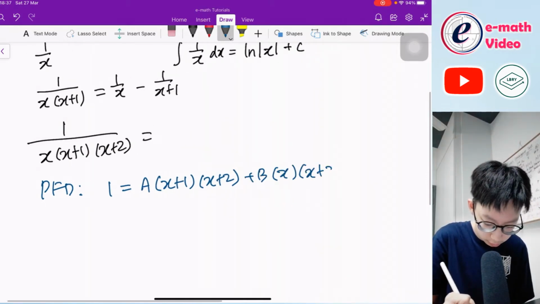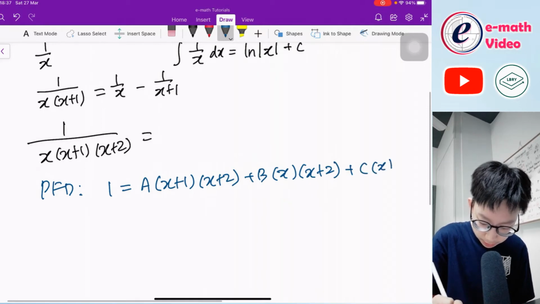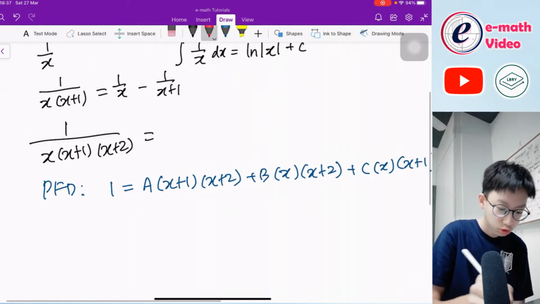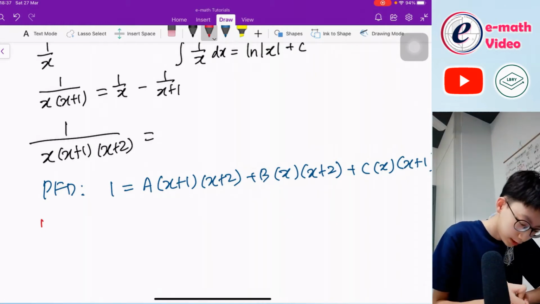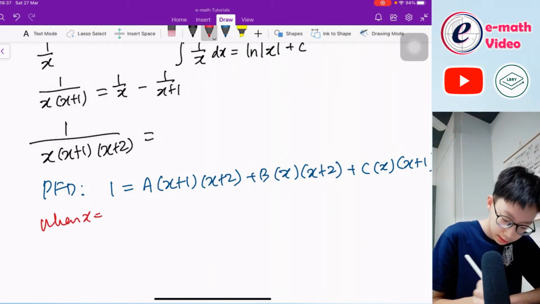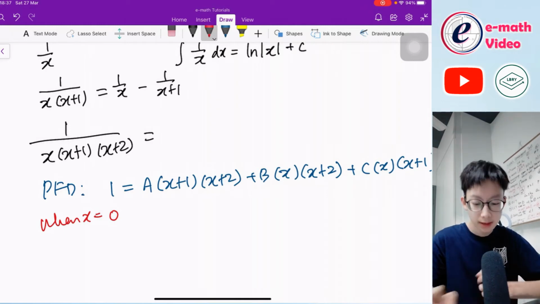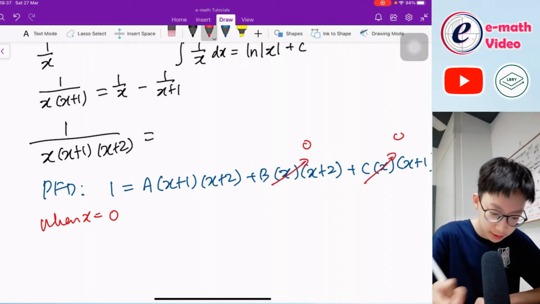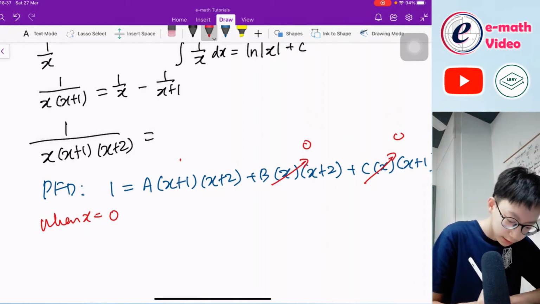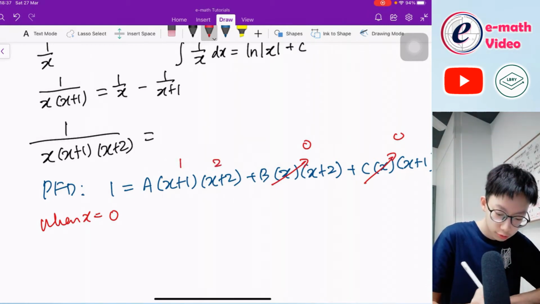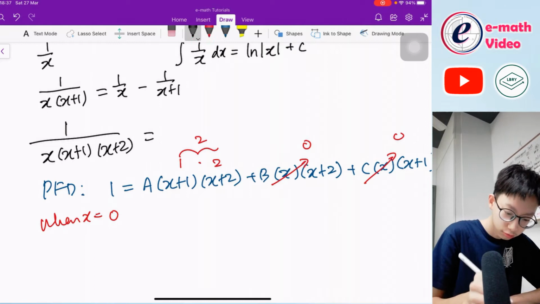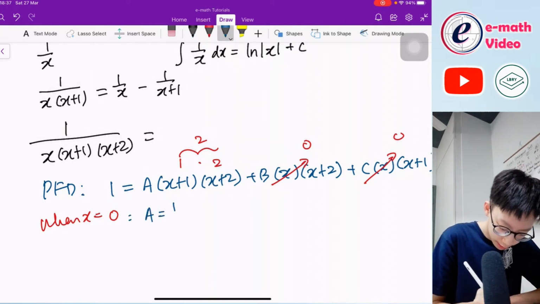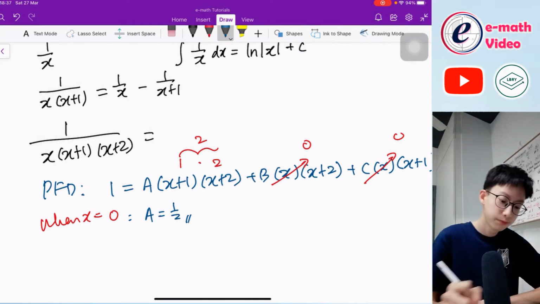x plus 2 plus c x, then we have one more factor, x plus 1. So I will just do the cover up method. When x is 0, we cover up the one with the x factor. This will be 0, this will be 0. And 0 plus 1 is 1, 0 plus 2 is 2. 1 times 2 is 2. So a equals half.